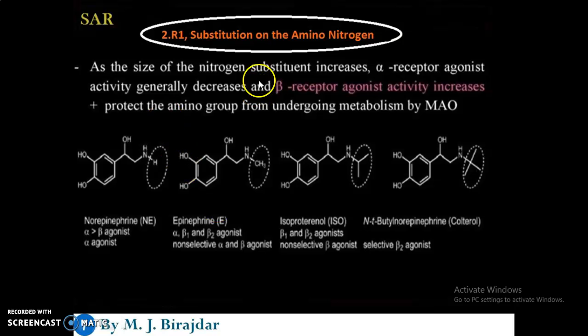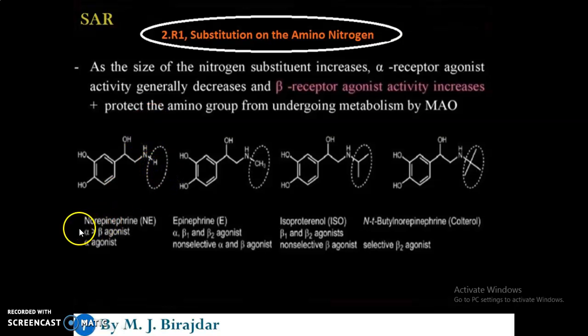As the size of the nitrogen substituent increases, alpha receptor agonist activity generally decreases and beta receptor agonist activity increases, as well as it protects the amino group from undergoing metabolism by monoamine oxidase. These are the changes of the drugs by substitution on the terminal nitrogen atom.